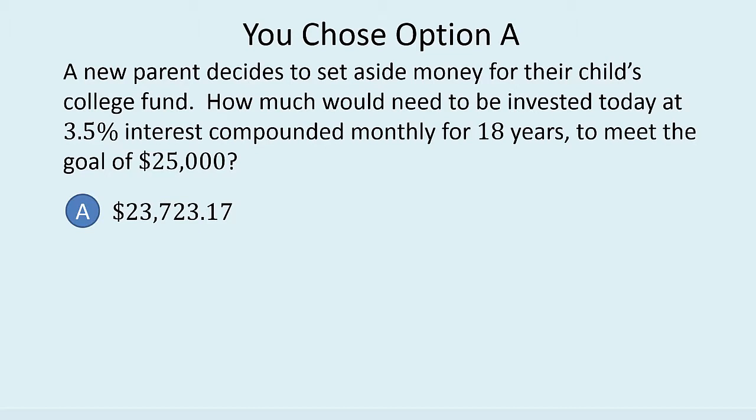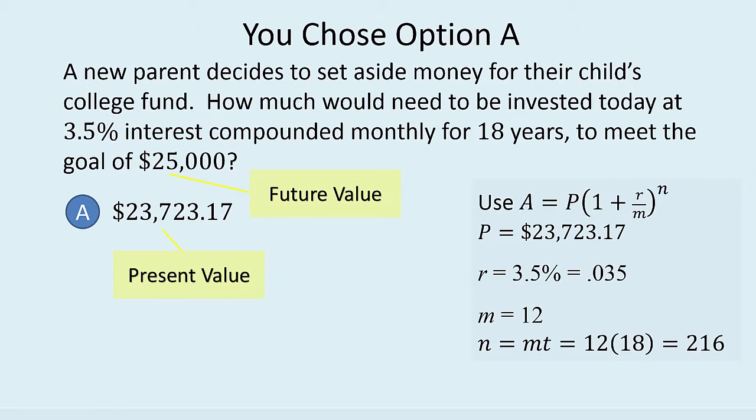You chose option A. Let's check it out. You concluded that $23,723.17 should be invested at 3.5% interest for 18 years to result in a future value of $25,000. Let's use the future value formula to check. We have a present value of $23,723.17. That's P. Our interest rate is 3.5%, so R is 0.035. The interest is being compounded monthly, which means M is 12. And the total number of compounding periods over an 18-year period would be 12 times 18, so N is 216. This gives us A equals 23,723.17 times the quantity 1 plus 0.035 over 12, in parentheses, raised to the 216th power.